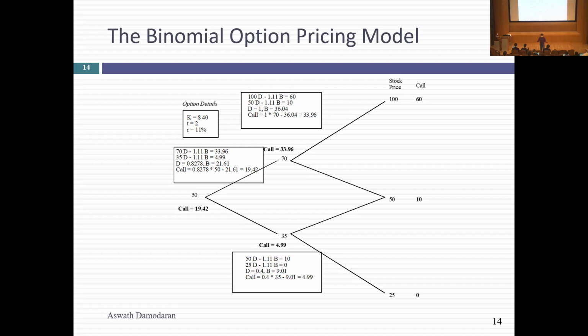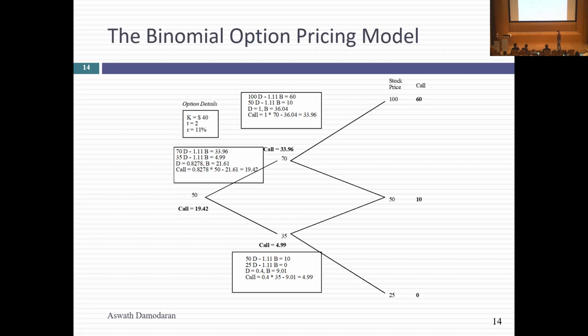But you're not going to exercise today because you have time left on the option. Here's what can happen. Stock could go up to 100, could drop to 25. Let's see what the call cash flows are at each of these prices. Remember, your strike price is still 40. The stock price goes to 100. How much money are you going to make? You're going to buy at 40, sell at 100, you're going to make 60. If it goes to 50, you're going to buy at 40, sell at 50, you're going to make 10.